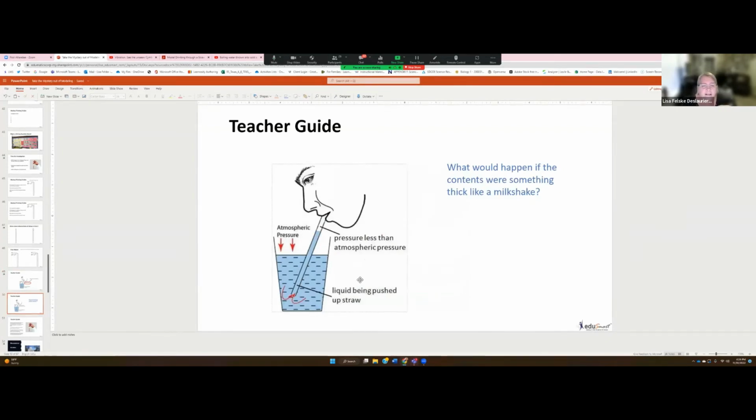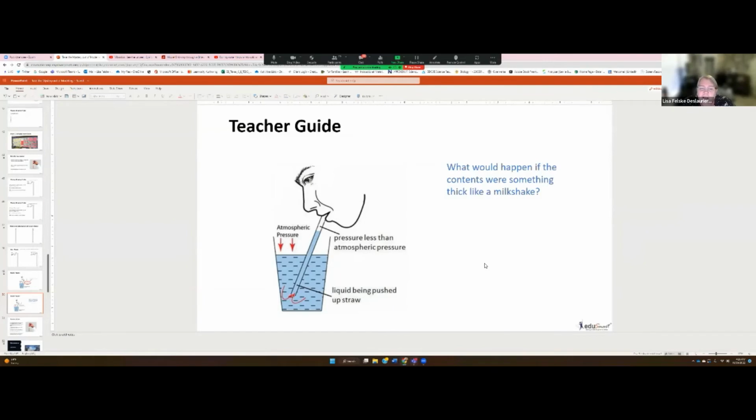But you can add something back to their everyday life here. What would happen if the contents were something different that were very thick, like a milkshake? What happens the harder you suck on the straw with a milkshake? Does anyone know what happens to the straw? It collapses. Okay.